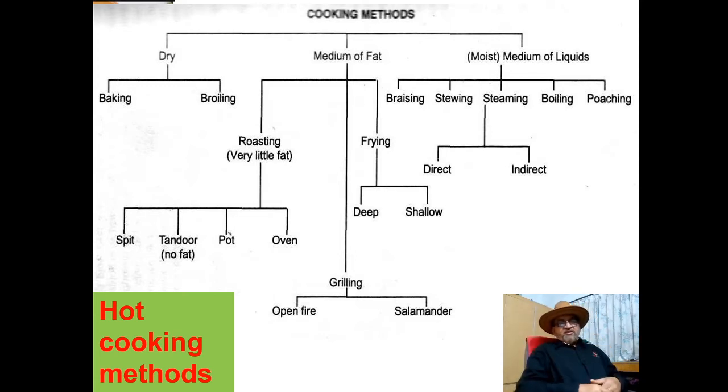When we are cooking the food without water with the help of fat, then we say there are three methods of cooking. As you can see in the diagram, we have roasting, grilling, and frying. Roasting, very little fat, grilling, and frying. Now, roasting is of four types: spit, tandoor, pot, and oven.